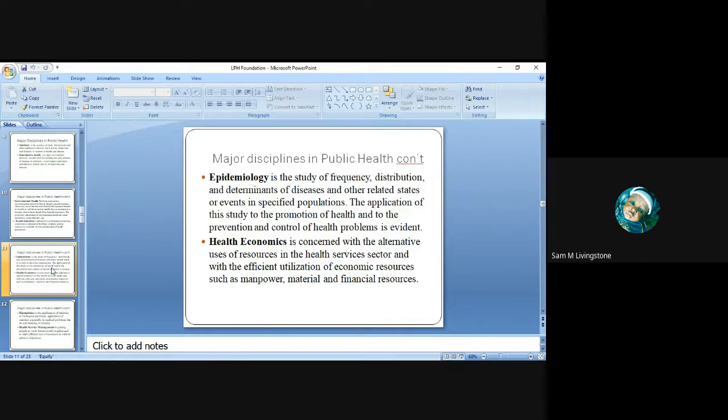Health economics is the wise use of resources for the maximum benefit of the population.